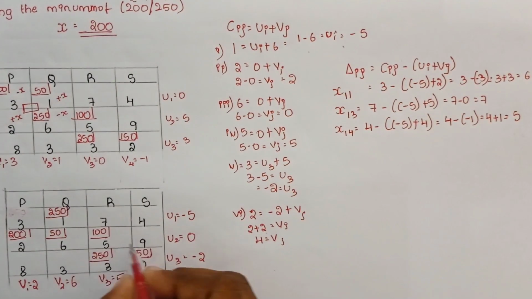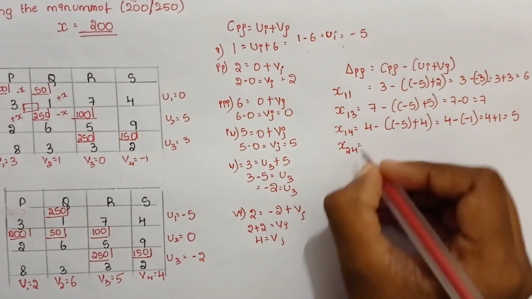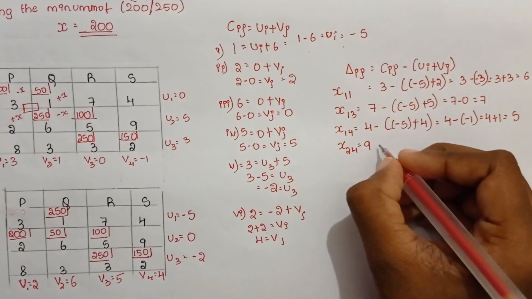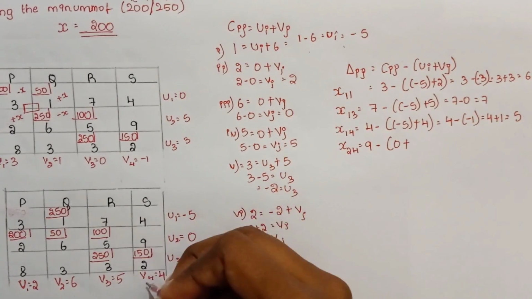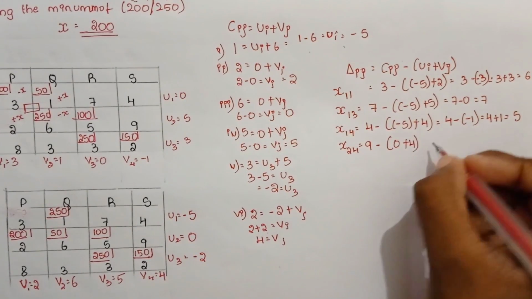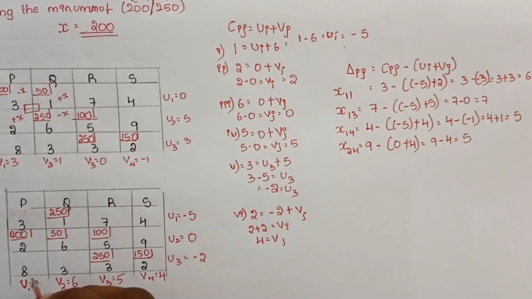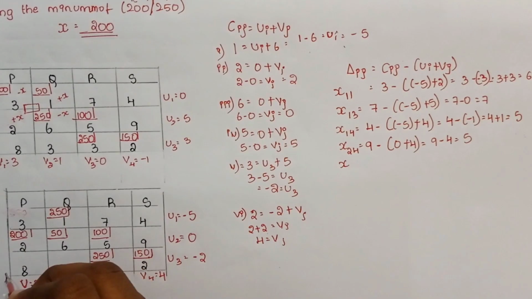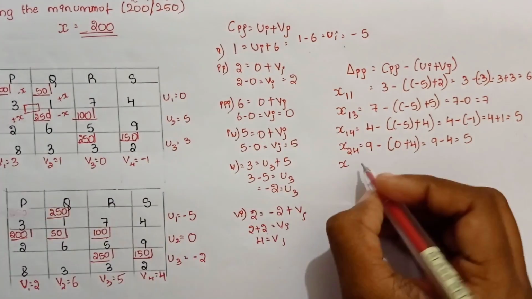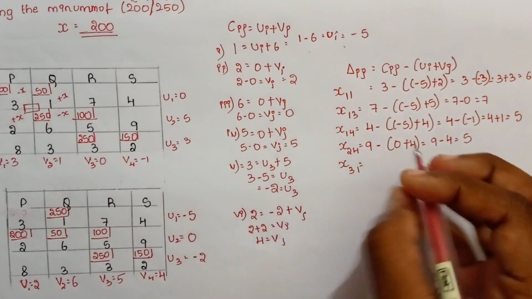The next unoccupied cell in the second row is 9. So it will be represented as 2,4 and the Cij value is 9. 9 minus the U value is 0 plus the V value is 4. So 0 plus 4 is 4. So 9 minus 4 is 5. So the next unoccupied cell is x3,1, because it lies in the third row and first column. So for 3,1 the Cij value is 8.